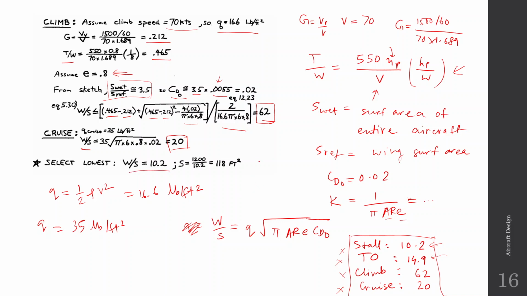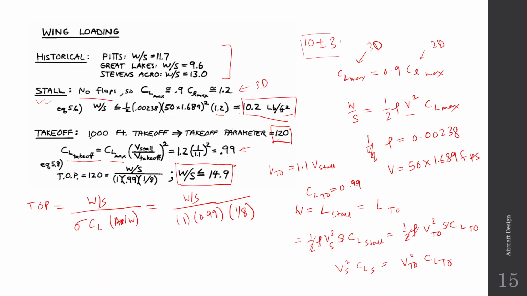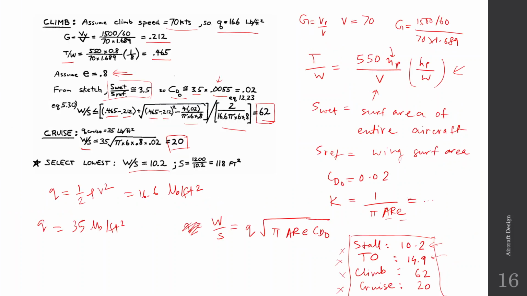You will see that this is similar to the other aircraft of the same category. As you saw over here, some other aircraft of this same category have wing loading of 10 plus minus 3. Since our aircraft is also of this kind, it should not be too different, right? So therefore we select the 10.2 wing loading.